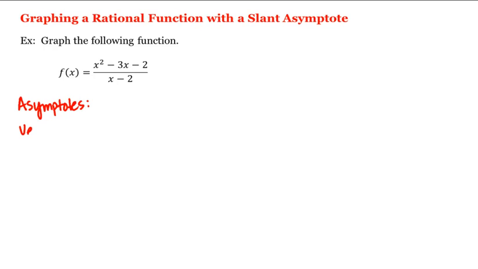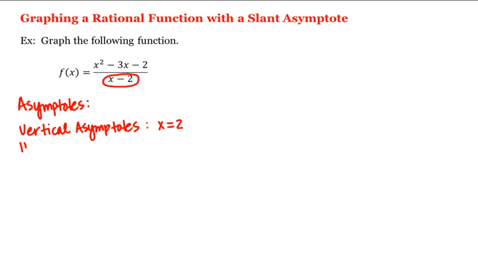We'll begin with vertical asymptotes. A rational function in simplest form has vertical asymptotes at the zeros of the denominator. And looking at our function, our denominator will be 0 when x is equal to 2, which means that the graph of this function does have a vertical asymptote given by the equation x equal to 2.